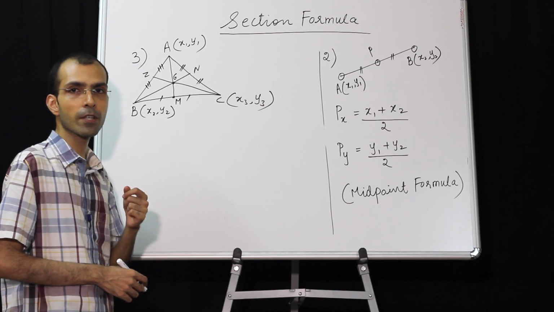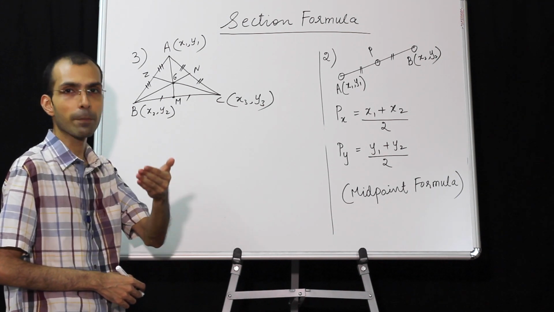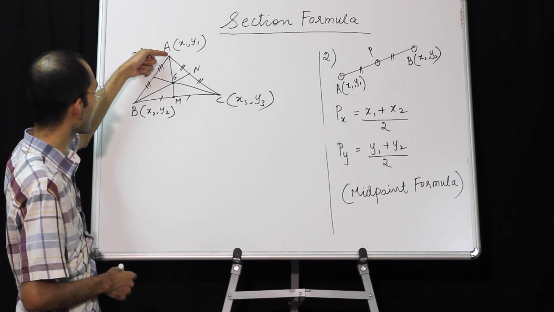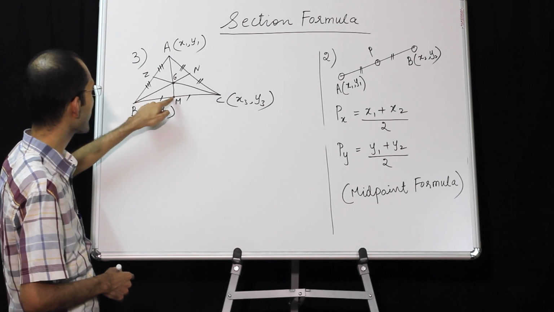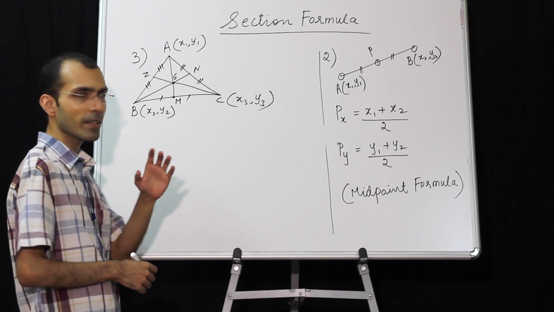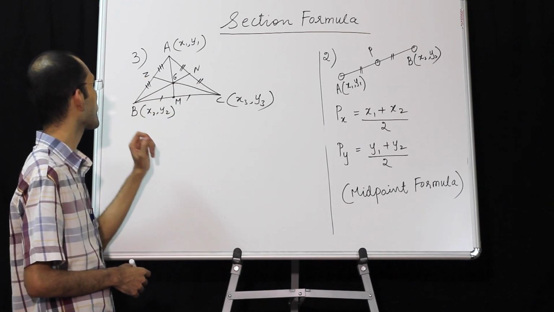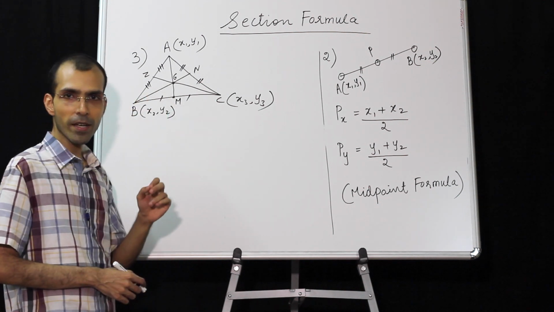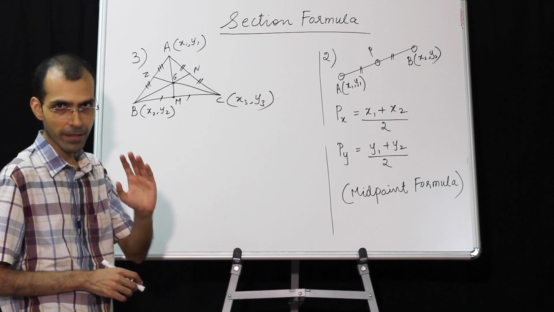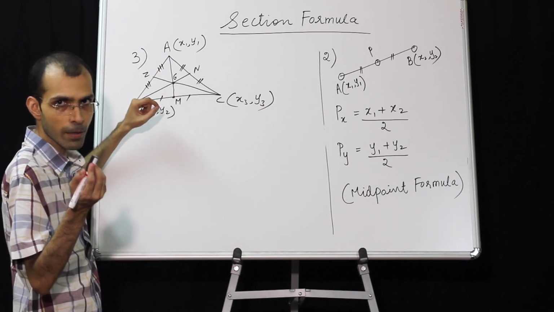What do I mean by the word median? Median is not a point. Median is a segment which starts from the vertex of a triangle and joins the midpoint of the opposite side. So a triangle will have three medians, and there is a property which says that all the three medians of a triangle always meet at a point, and that point is given a special name known as centroid.